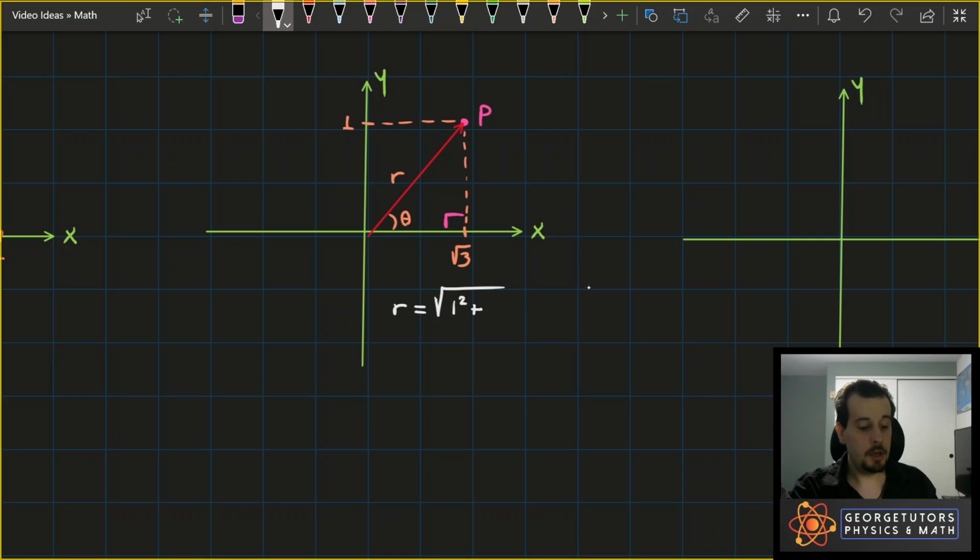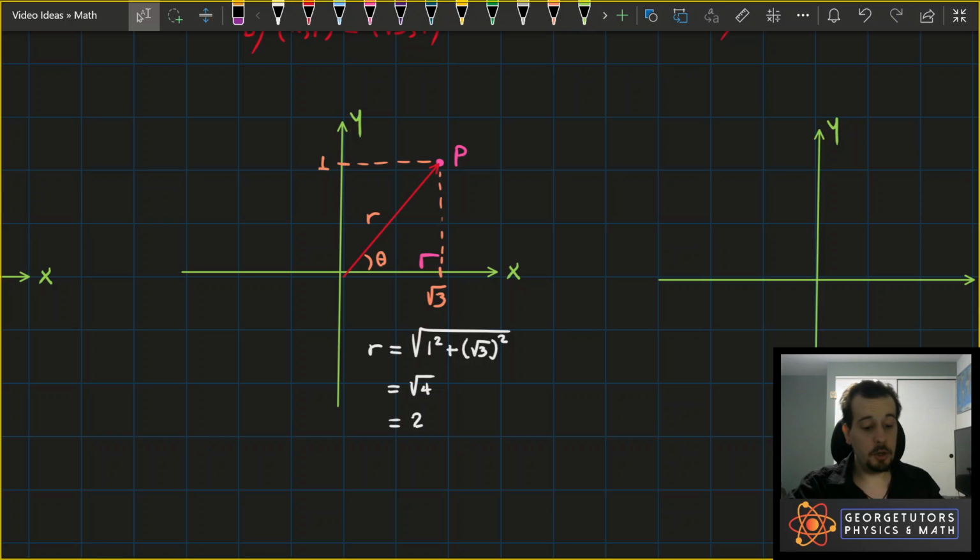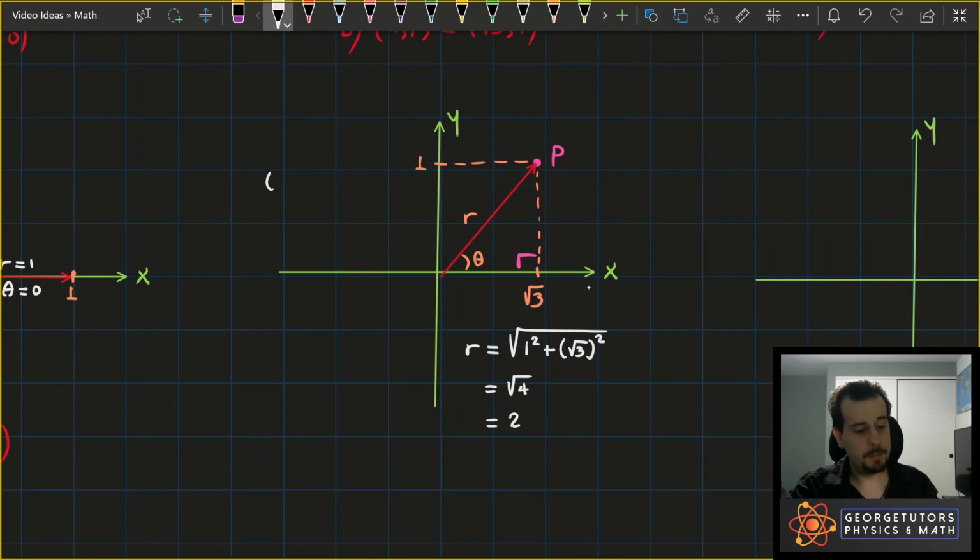So adding 1 squared along with root 3 squared itself, which would get me basically root 4 or just 2. That's very easy, and we can move on from here to do our theta with how we've learned through the inverse tangent of the y component over the x component.